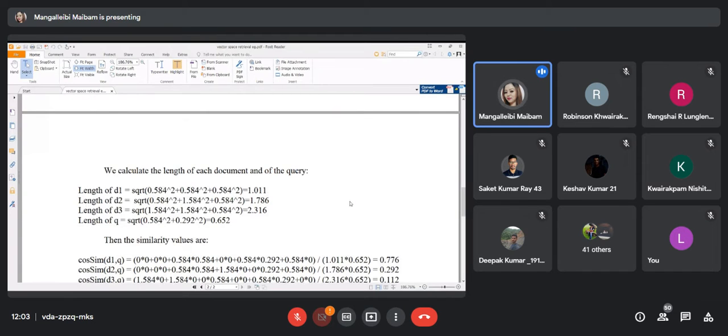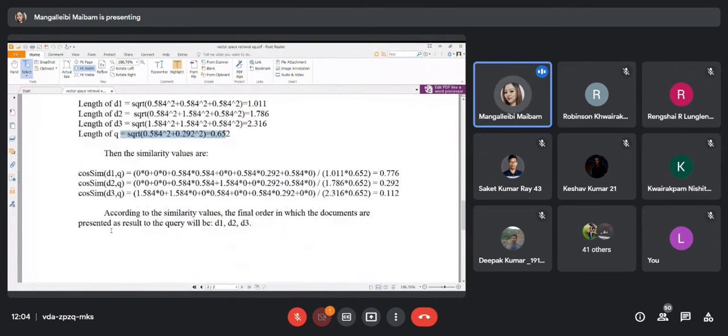Then after that, we need to find the length normalization, and length normalization using the Euclidean distance. So this is using the Euclidean distance. This is also using Euclidean distance. Then after getting this value, we have to find it for the query also, the same way we find it for document 1, document 2, and document 3. And finally, the final step is to find the cosine similarity.